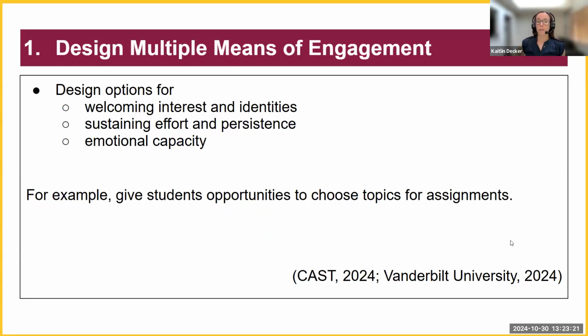So looking at our first principle of to design multiple means of engagement, breaking that down a little bit further, this means to design options for welcoming interest and identities, sustaining effort and persistence, and options for building that emotional capacity. And again, we'll look at all of these with some detailed examples, but a quick example here is that you might give students opportunities to choose topics for assignments as a way to welcome interest in your course.